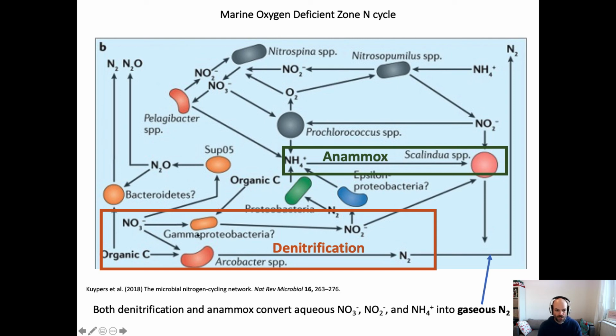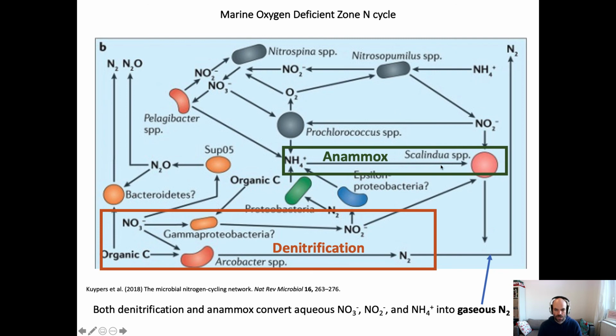So denitrification is carried out by multiple kinds of bacteria that are doing lots of different things. In this diagram, you see that it is dependent on organic carbon, consuming nitrate or nitrite, and it's producing N2 gas. And in this diagram, N2 gas is leaving the system as a gas.